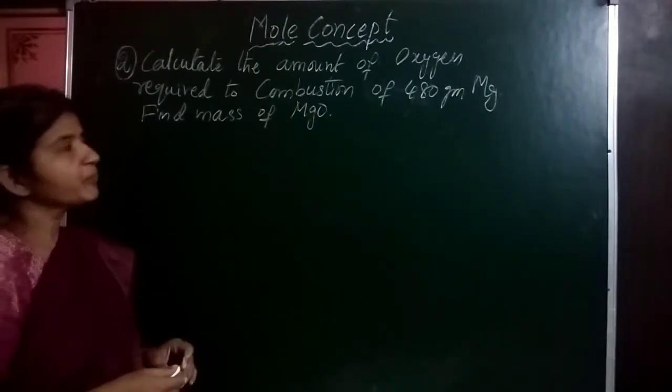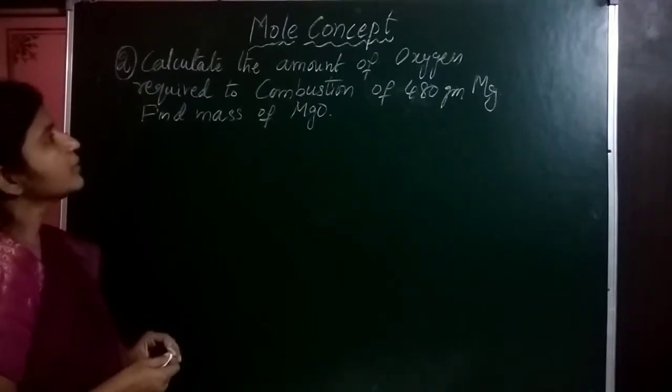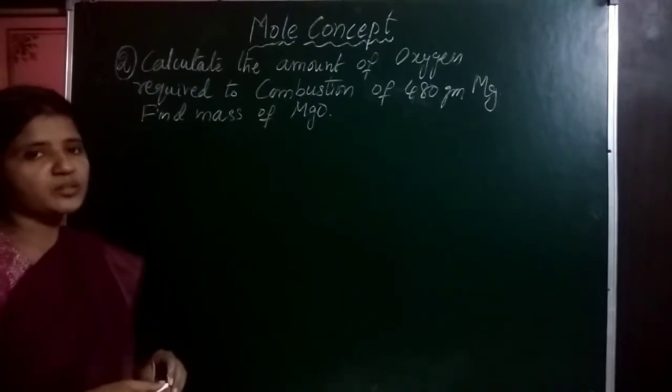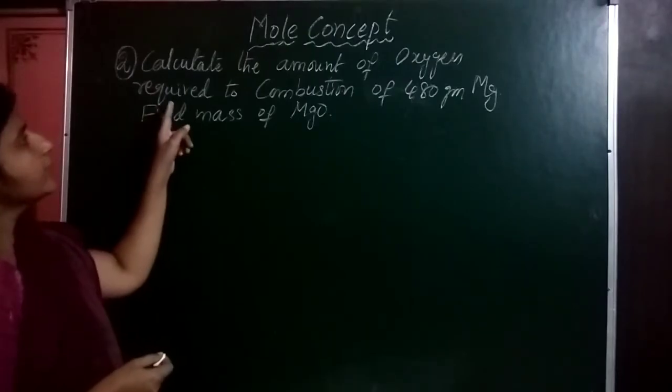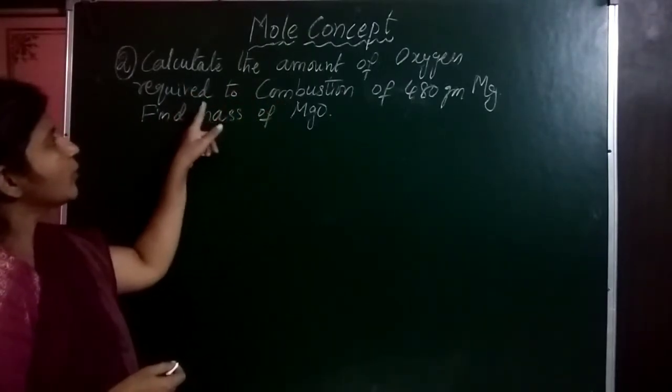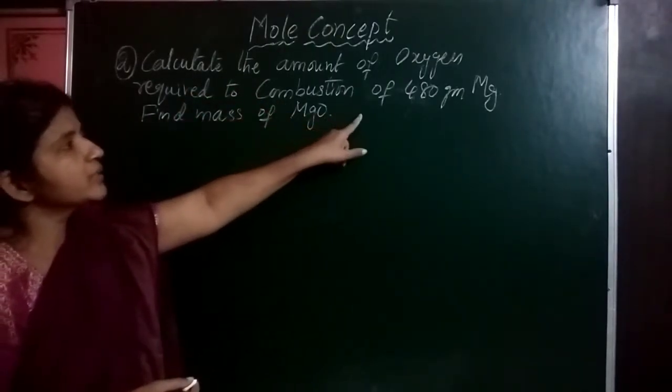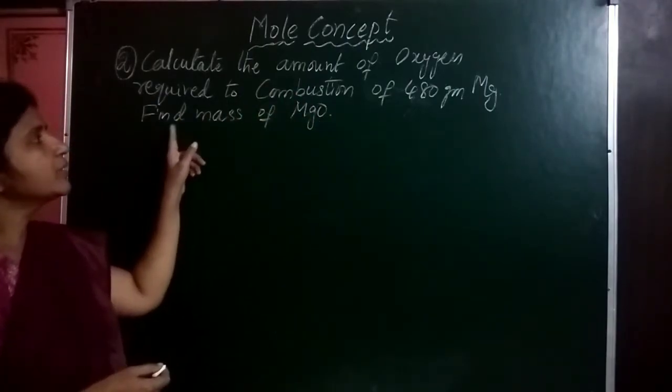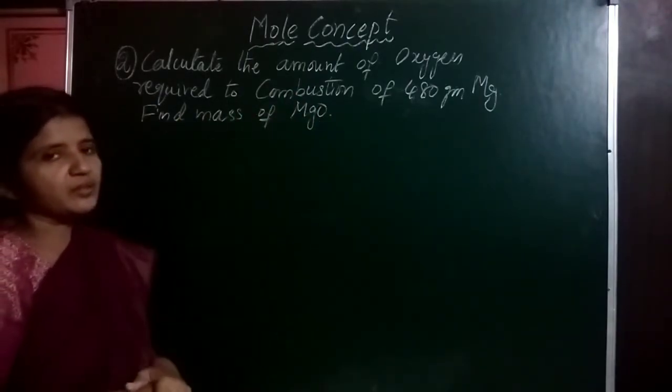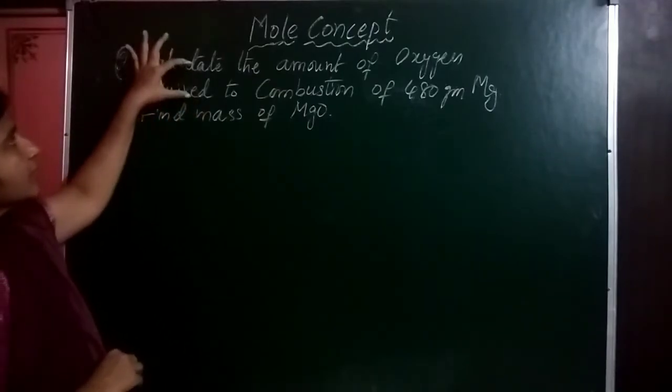Here is one more sum. It is an important sum also. Calculate the amount of oxygen required for combustion of 480 grams of magnesium. Find the mass of magnesium oxide. First of all, understand this question.